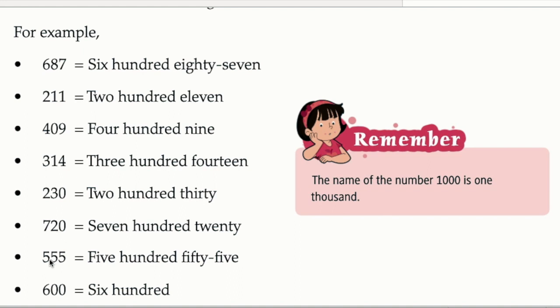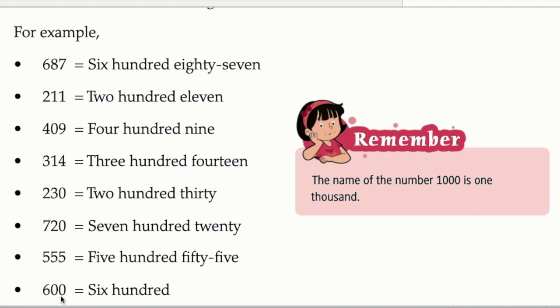Next we have 555. Here we have 5 in ones place, 5 in tens place and 5 in hundreds place. The number in hundreds place is 5, so we are writing FIVE. After 5 we are writing HUNDRED. After hundred we have 55, so we are writing F-I-F-T-Y, fifty, F-I-V-E, five. Fifty-five.